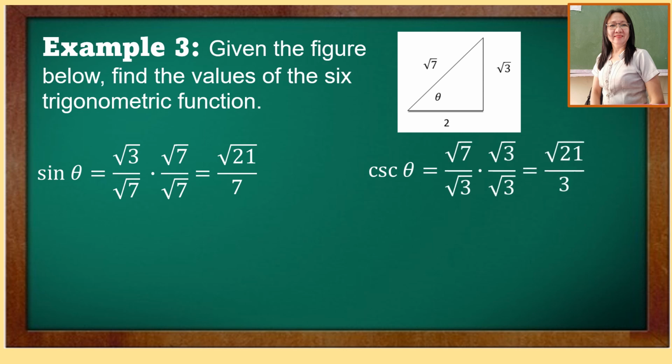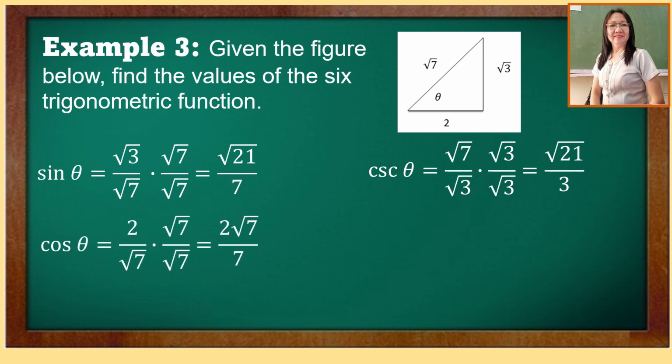For its reciprocal, which is cosecant theta, we have the hypotenuse, square root of 7, over the opposite, which is square root of 3. Then let us rationalize by multiplying by square root of 3 over the square root of 3, and multiply the numerators and the denominators. So square root of 7 times square root of 3 is the square root of 21, and the square root of 3 times the square root of 3 is 3. So square root of 21 over 3 is the simplest form.